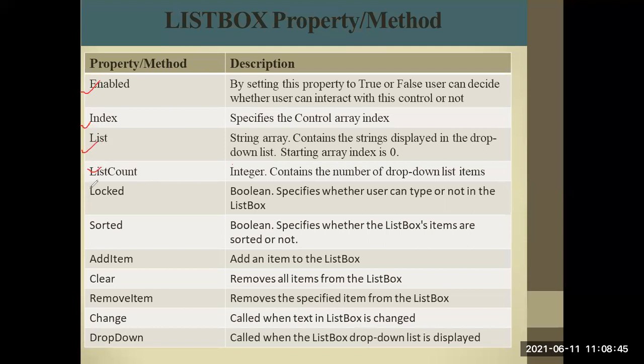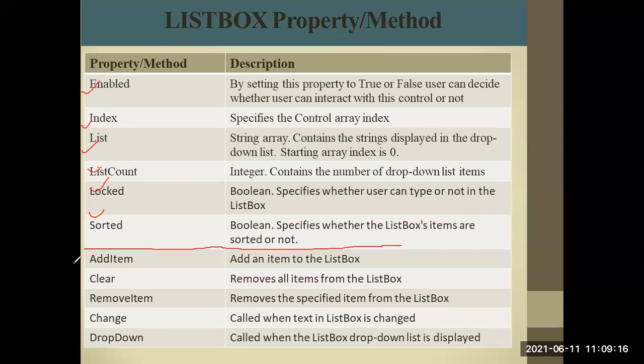There are some other properties as well, so we will not discuss them in detail. But these are some common properties that describe the features of the list box, how the list box looks, and what important features are available for the list box. Then we have some common methods. Methods mean what the list box can perform.